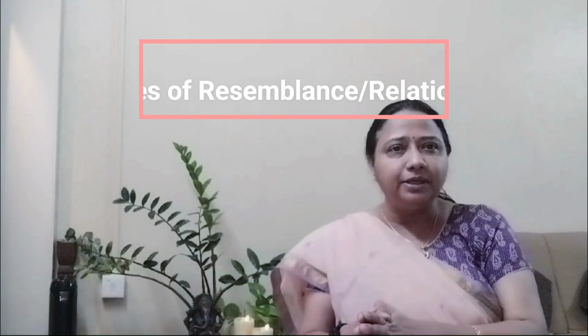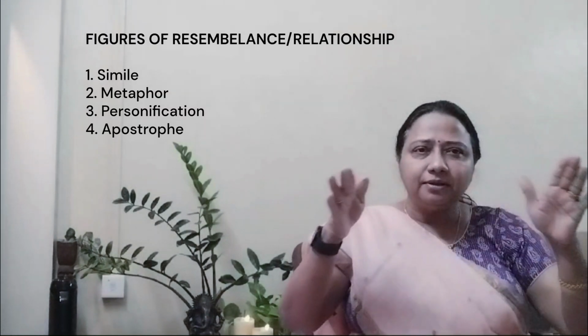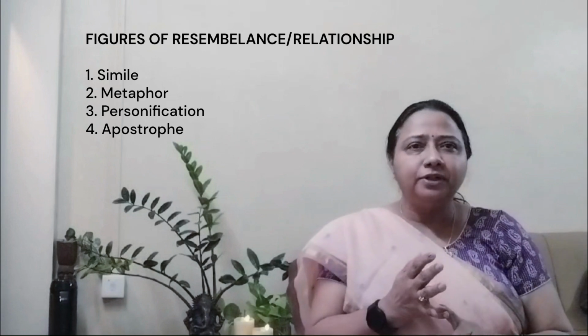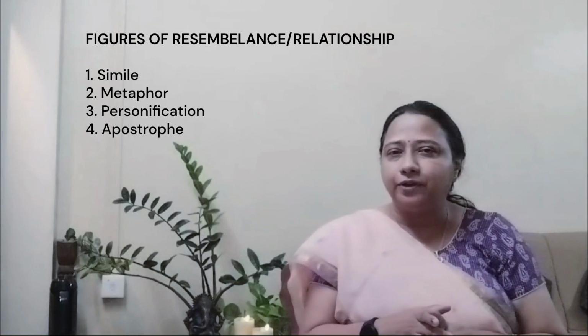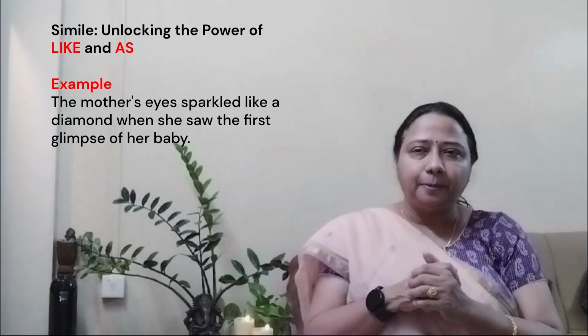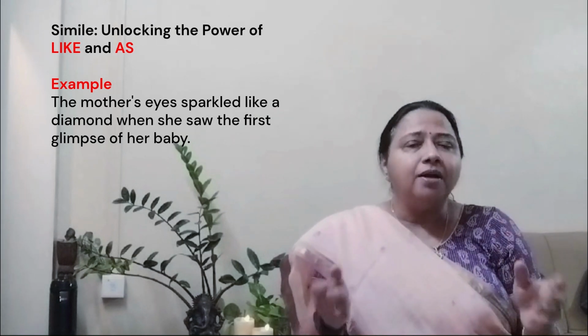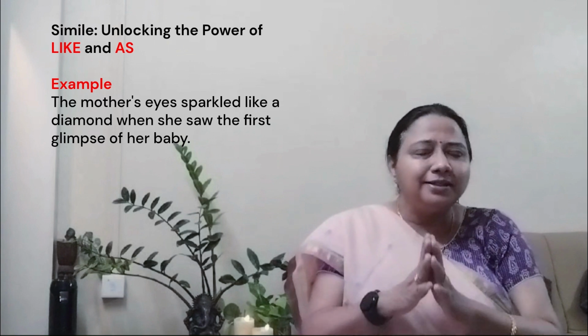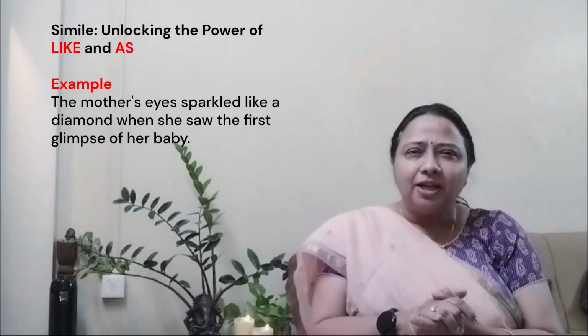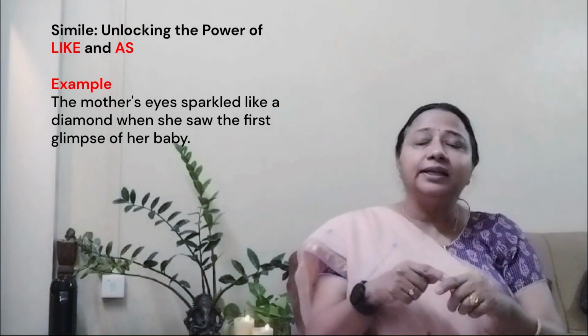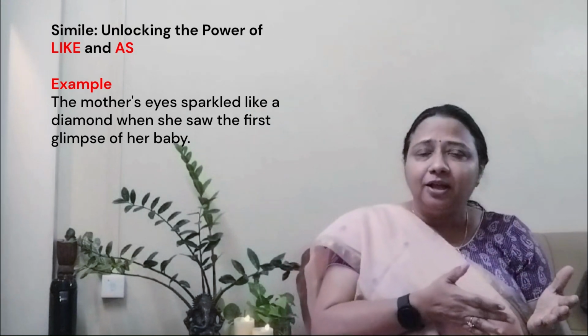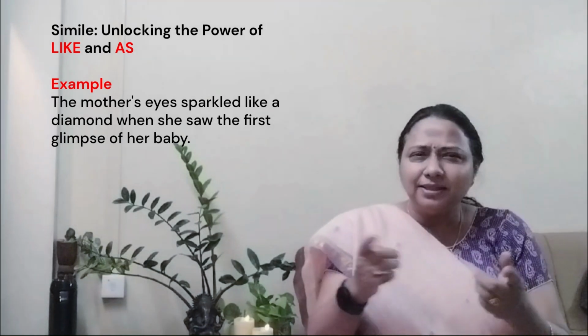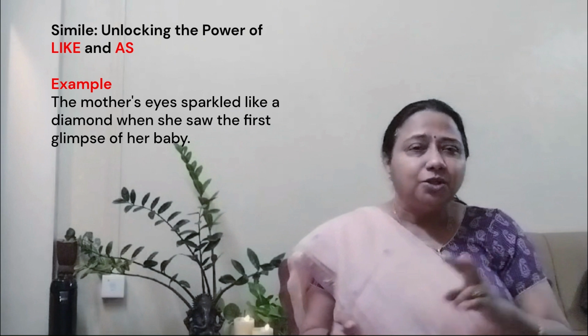Now we have reached a category which is the category of resemblance and relationship. Under this umbrella are included metaphor, simile, personification and apostrophe. So the first in the list is simile. Let's look at one example. The mother's eyes sparkled like diamond when she saw the first glimpse of her baby. Now in this sentence, the excitement of the mother's eyes is compared with the sparkling of a diamond. Isn't this a very creative way of comparing 2 different things with the same qualities?